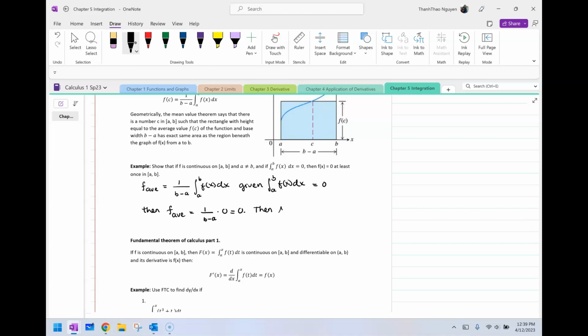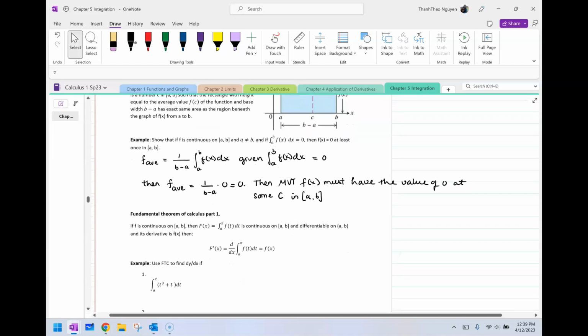So then by the mean value theorem, f(x) must have the value of 0 at some c in the interval [a, b]. Okay, so that's our proof. We use that.